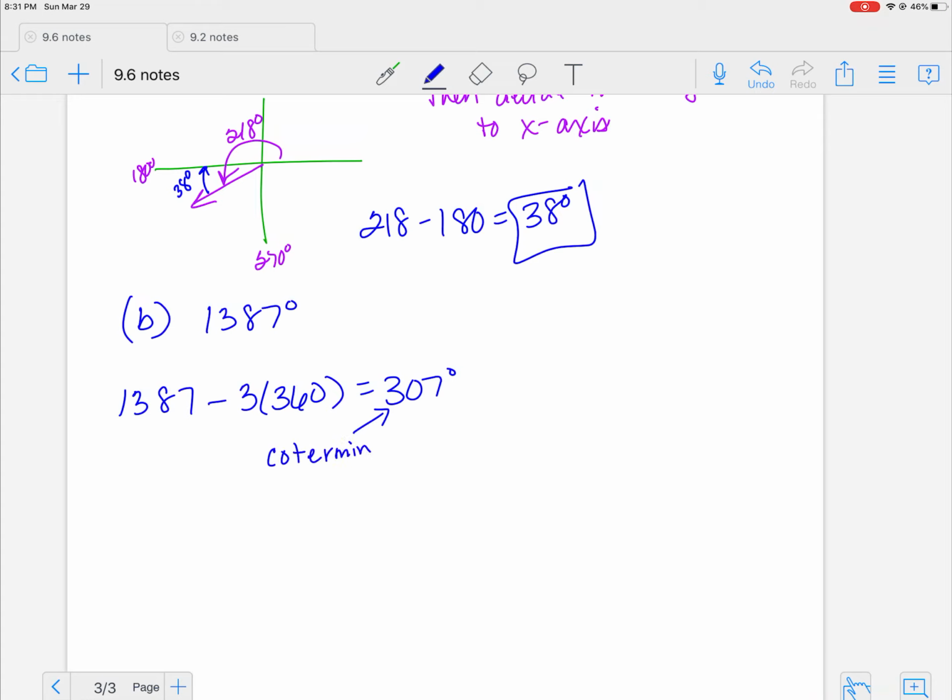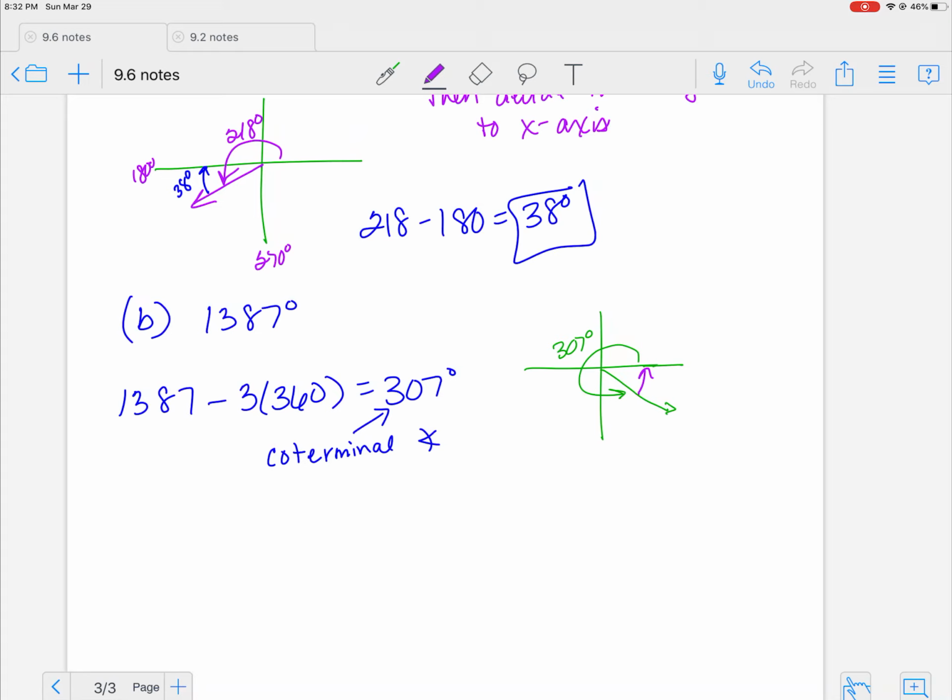Okay. So this is our coterminal angle, right? I can't even read that, so I doubt you can either. Coterminal angle. So that's my coterminal angle. With my coterminal angle, I then say, okay, where is that little stinker? 307 has got to be way over here somewhere, right? I'm going to say there, 307 degrees, about that.